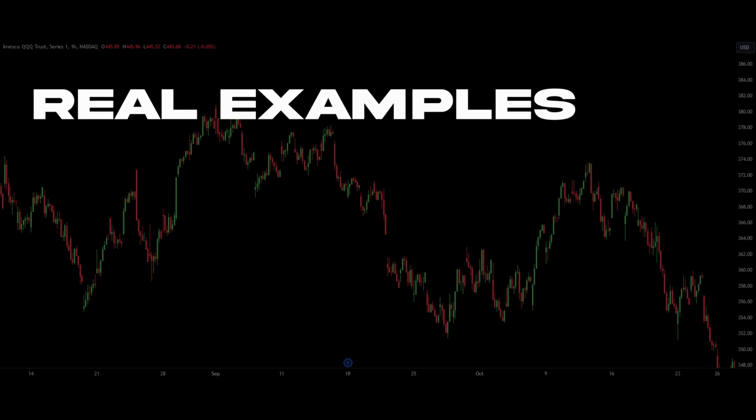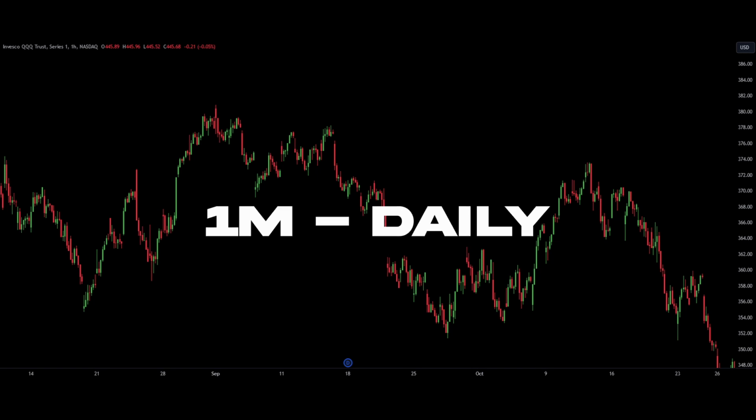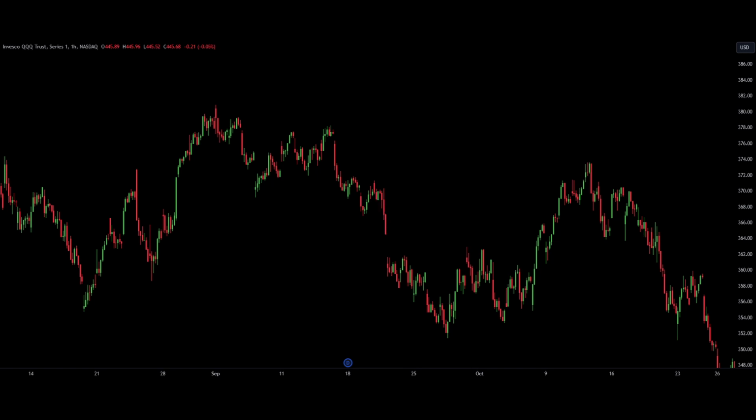So, support and resistance can be found in all time frames. Whether it's the daily chart or the 1 minute chart, it could be found anywhere. So let's look at some real charts to grasp a better understanding of some support and resistance. So, this is the QQQ 1 hour chart. As you can see, there's a lot of candles on this chart, and let's see if we can find some support and resistance.